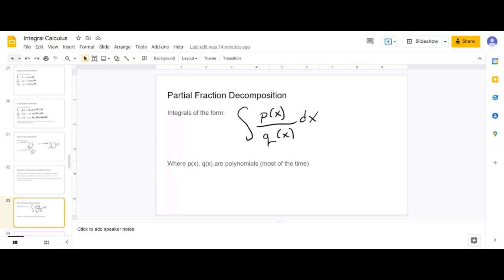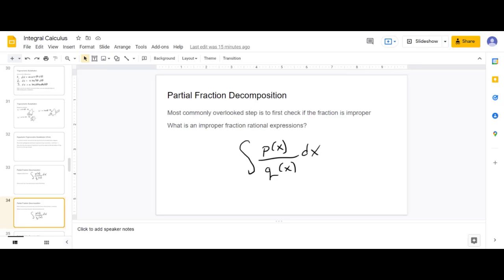So if we have partial fraction decomposition, this is integrals of this form. The integral of p of x divided by q of x. You might be able to say, oh wait, Luke, isn't some trigonometric substitution the same as this? Well, yeah, but if you can do trig sub, then do it. Otherwise, do partial fraction decomposition. P of x and q of x are polynomials most of the time. We'll see an example where p of x and q of x are exponentials. But it's the same sort of rules.